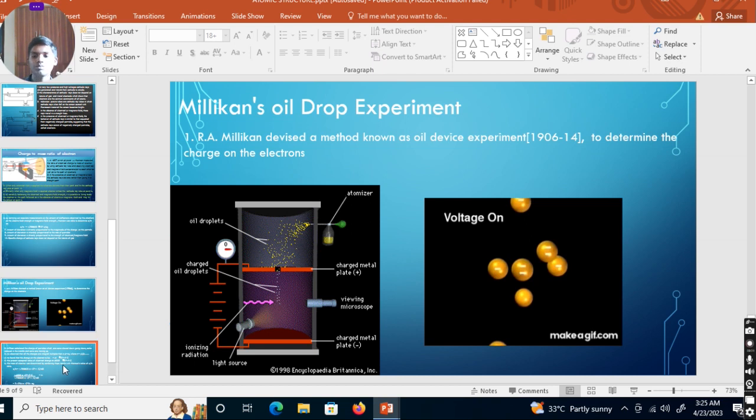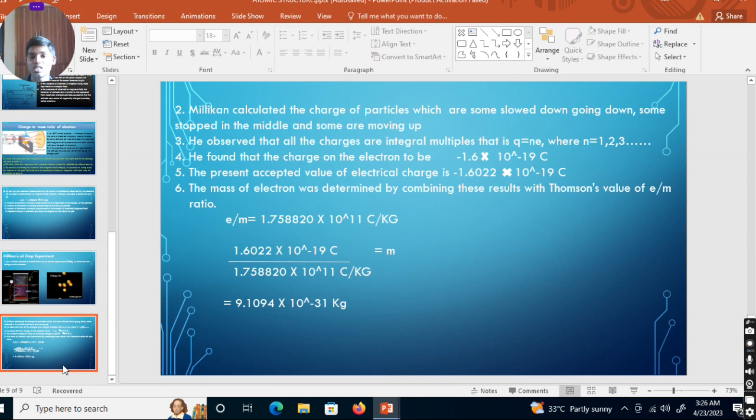Let us see what observations he made after the experiment. Millikan calculated the charge of the particles, some of which slowed down and went down, some stopped in the middle, and some moved up. Now let us see the diagram.